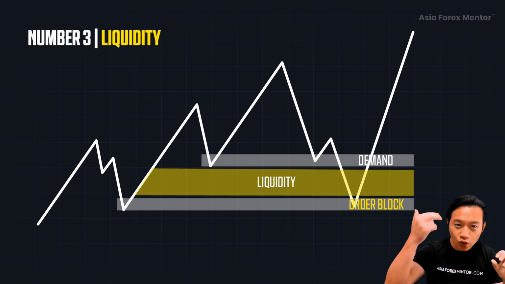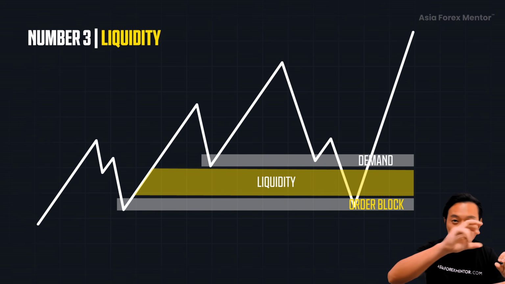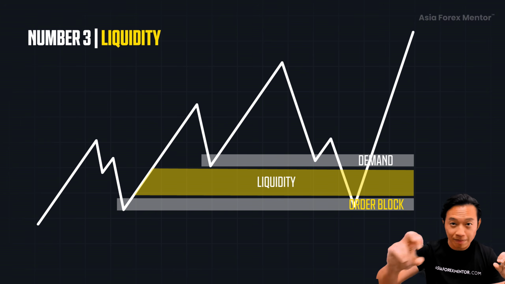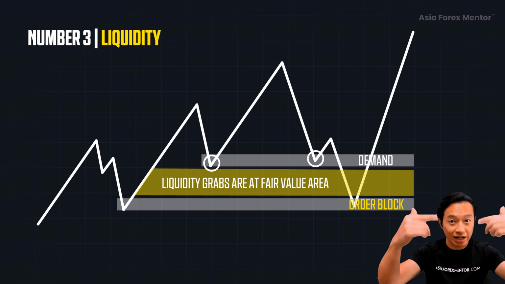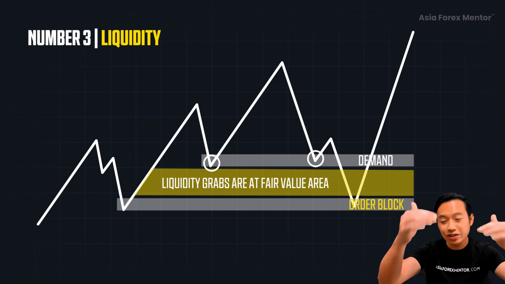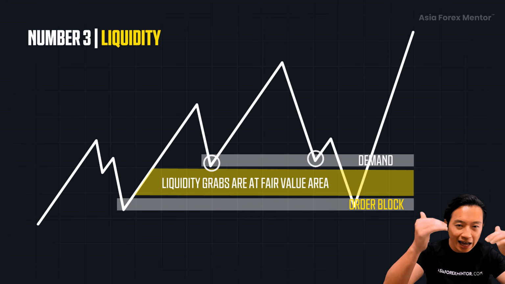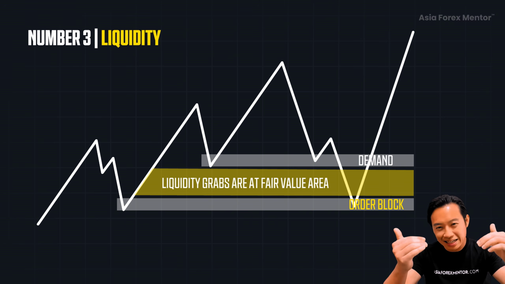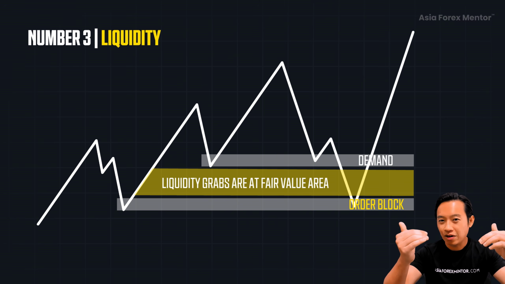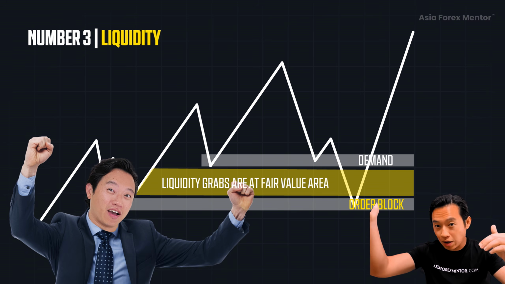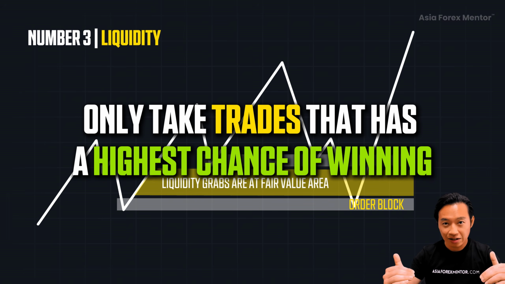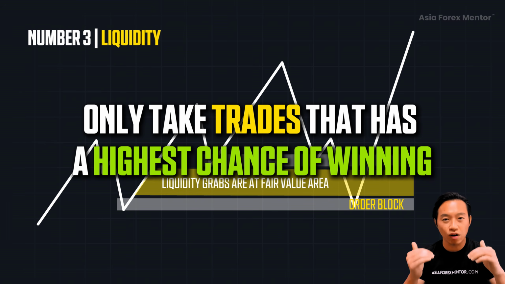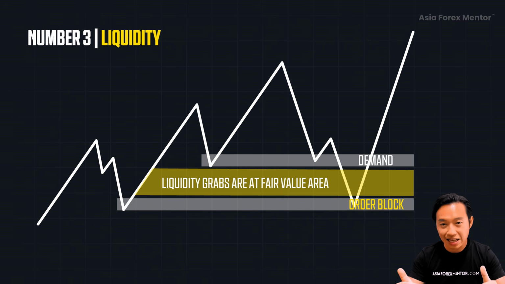But in order to understand why that happens, you've got to understand liquidity grabs. Liquidity grabs are always at all these fair value areas, below the demand zone, below equal lows, as we can see over here. That's the reason why if you enter at the demand area, it may or may not work out. Sometimes it will work out, sometimes it doesn't. But why not only take trades that have the highest chance of winning, which is at your next level below.